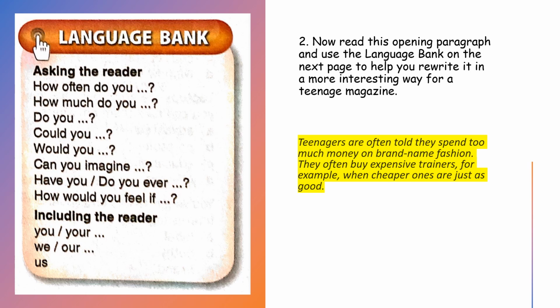Now let's go through the language bank shown here. First, asking the reader: how often do you, how much do you, could you, would you, can you imagine, have you or do you ever, how would you feel if. And this is how we include the reader in our writing. We can use you or your, we or our, and us.